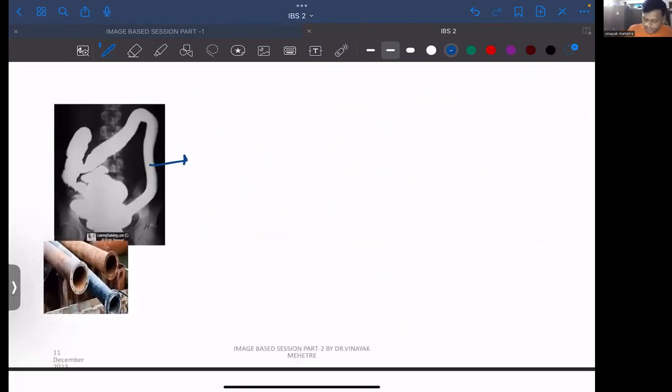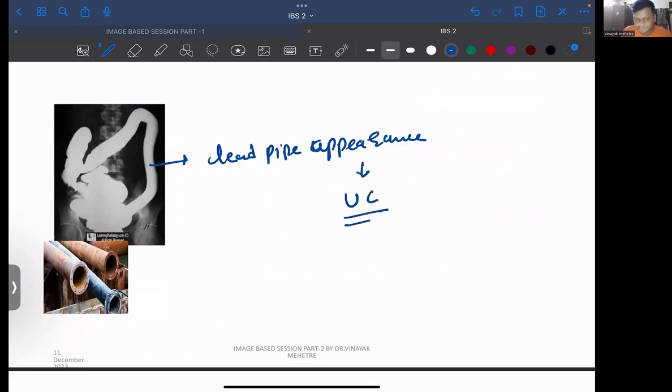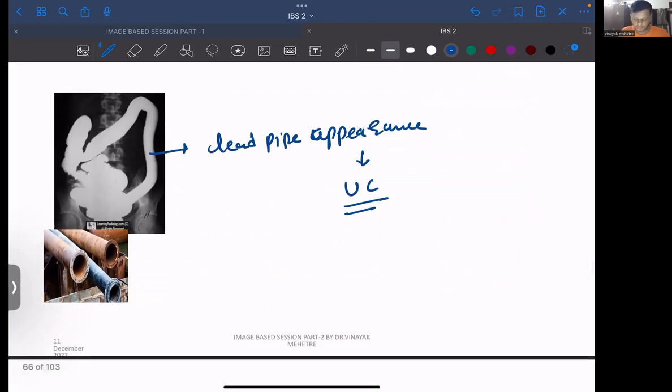This is called as lead pipe appearance. कहाँ मिलता है? Answer fast. It is seen in, yes, ulcerative colitis. Okay, Crohn's disease and ulcerative colitis also examiner's favorite topic. Okay.